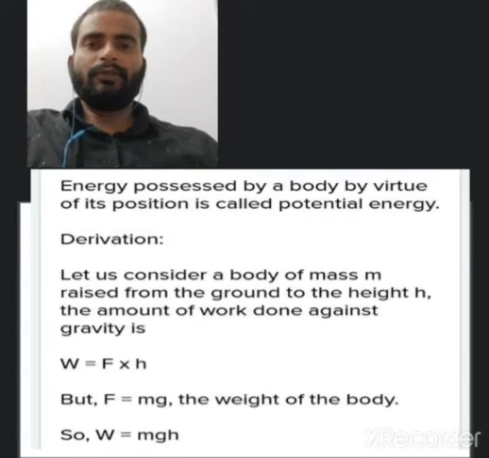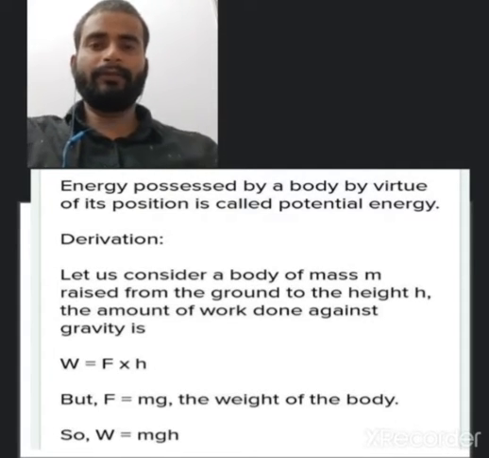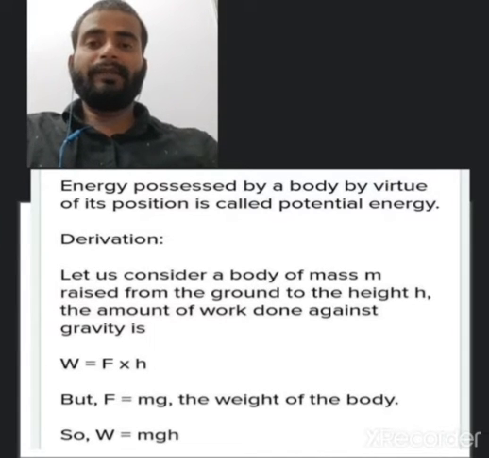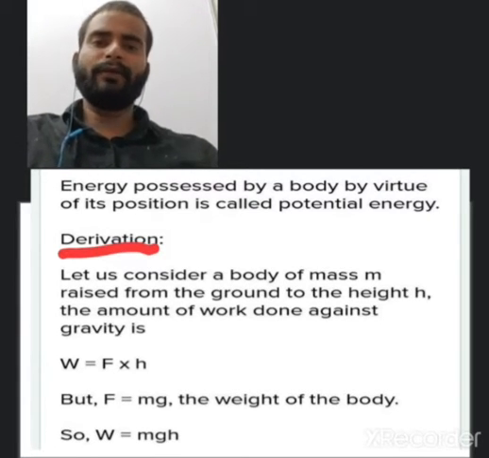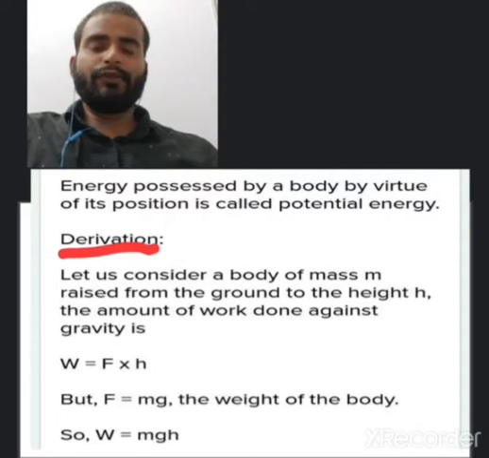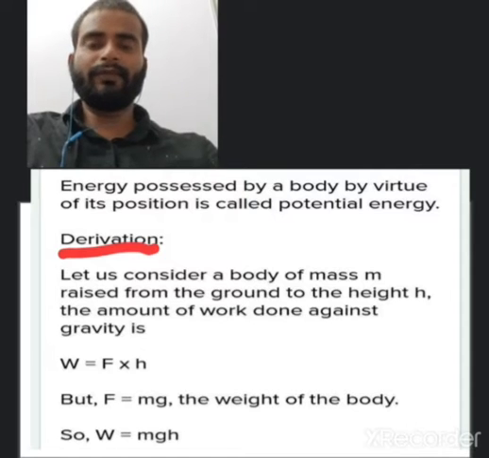So it is also very easy to derive. So what do we do for the derivation? Energy possessed by a body by virtue of its position is called potential energy. The derivation is also very simple. Let us consider a body of mass m, and it is raised from the ground to a height h.